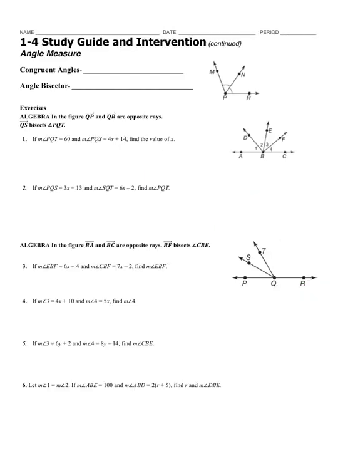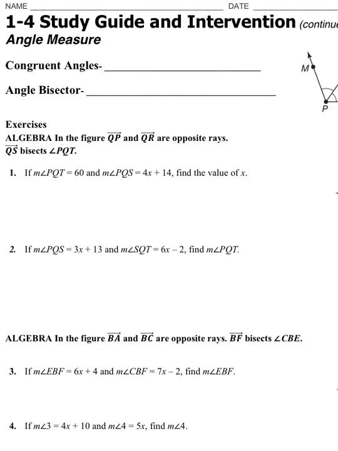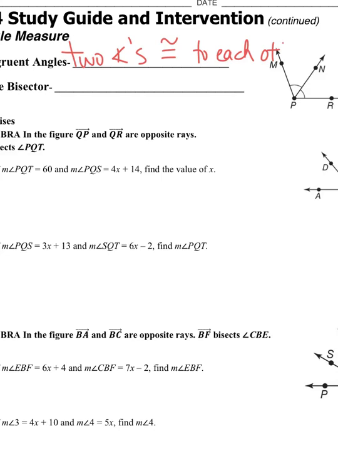So now we're going to go to the back. First, we're going to start off by defining congruent angles and angle bisector. So what is a congruent angle? Well, congruent angles are 2 angles that are equal to each other. And I'm going to start using symbols. 2 angles congruent to each other. If it tells you they're congruent, that means they are equal to each other.